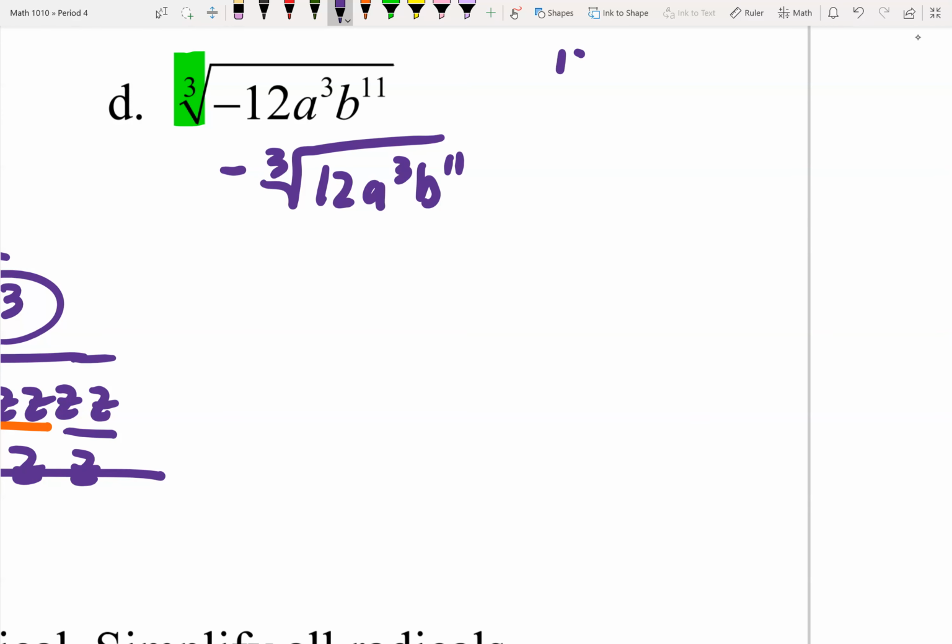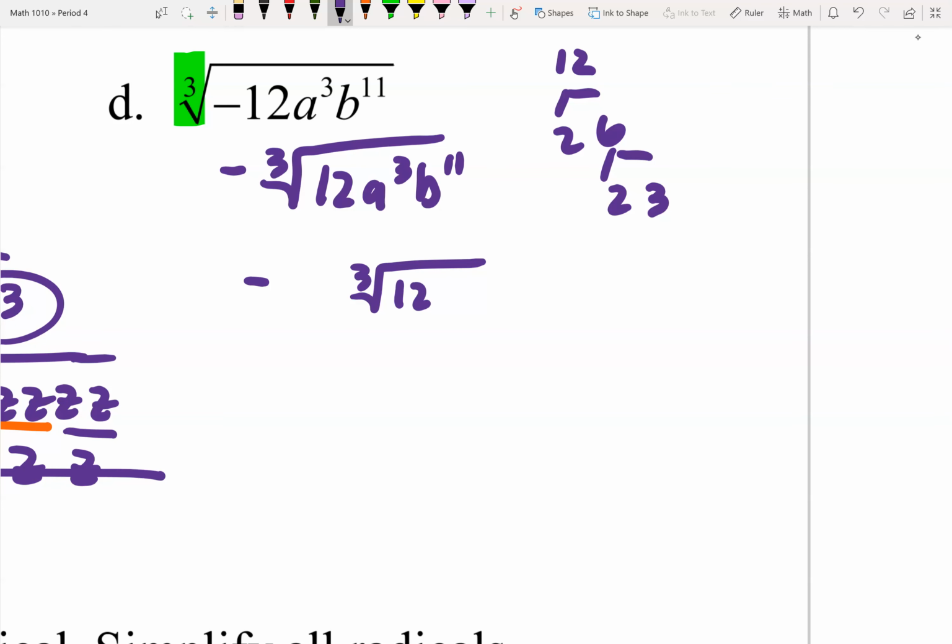Now, let's break it down. So 12 is 2 times 6, and 6 is 2 times 3. And I have to have 3 of the same thing to pull them out. And I don't have 3 of anything. So on the numbers, that's just going to be a 12.